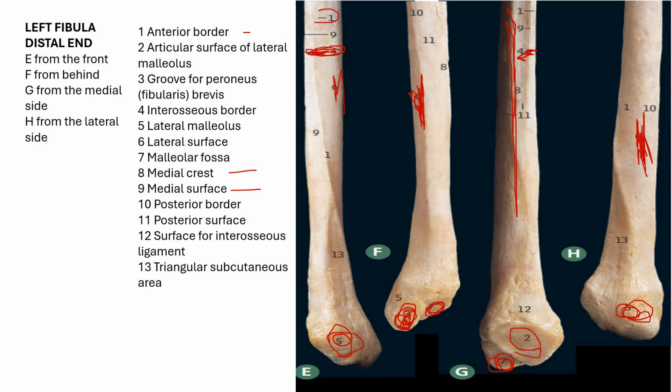The ninth one is the medial surfaces. The tenth one is the posterior border, and the eleventh one is the posterior surfaces. The twelfth one is the surface for the interosseous ligament. Here is the structure on the medial side, or the G structure. We have the surface for the interosseous ligament, and the thirteenth one is the triangular subcutaneous area that is present on the lateral surface, or the lateral side, of the fibula.